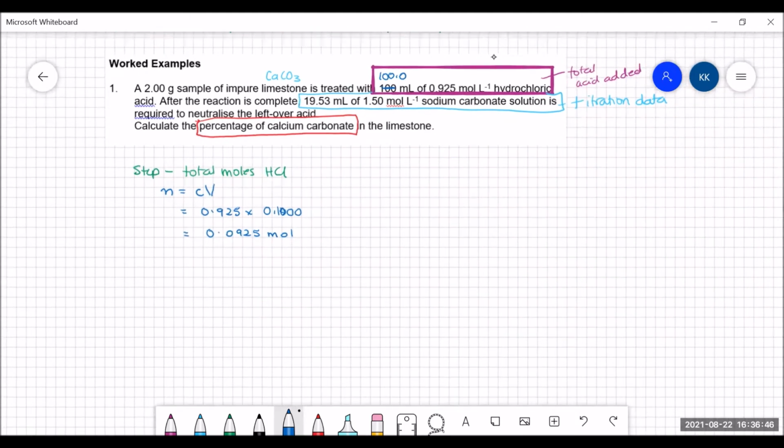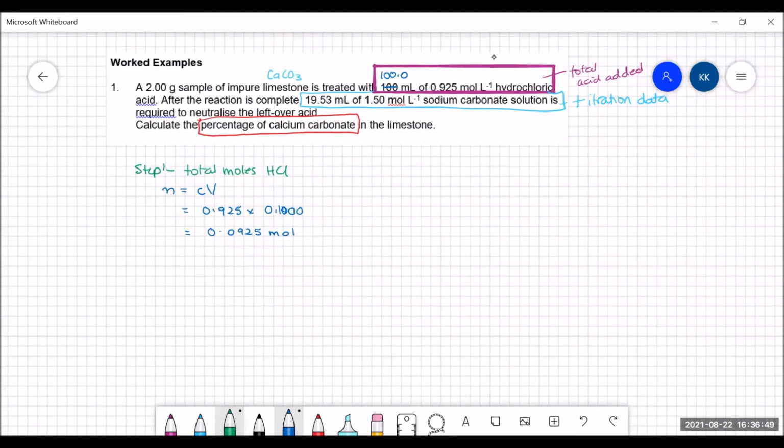Okay, step 2. We need to use the titration data to work out the leftover hydrochloric acid.